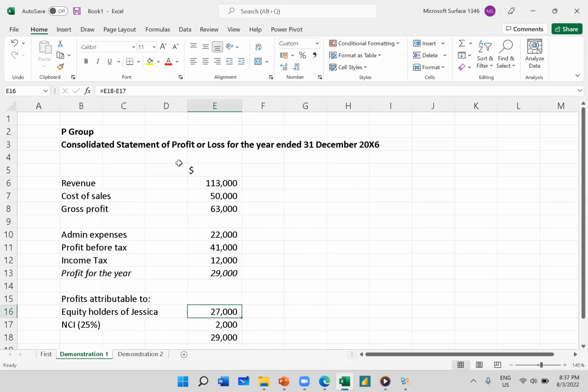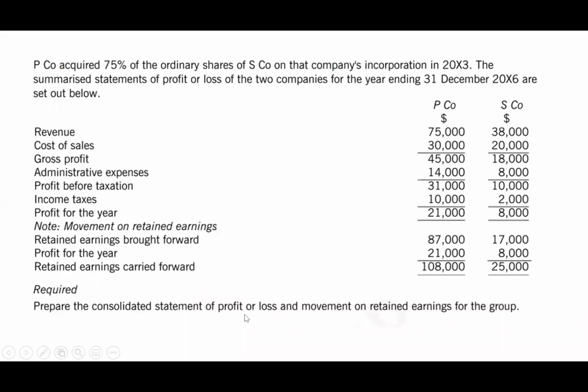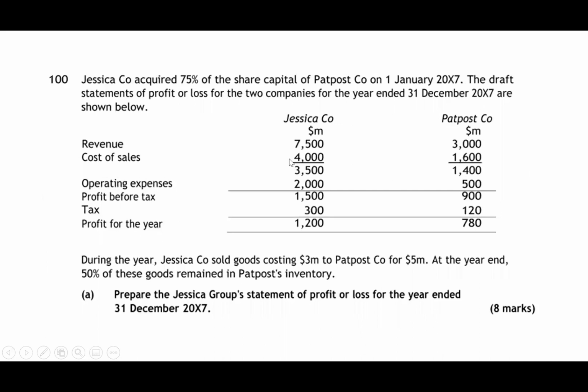This is your consolidated statement of profit or loss for the year ended 31st December 2006. So you have answered the question, at least the first part, not the movement on retained earnings. We are not going to cover that. Having said that, let's go to the second question and you should be good to go. Okay, Jessica.